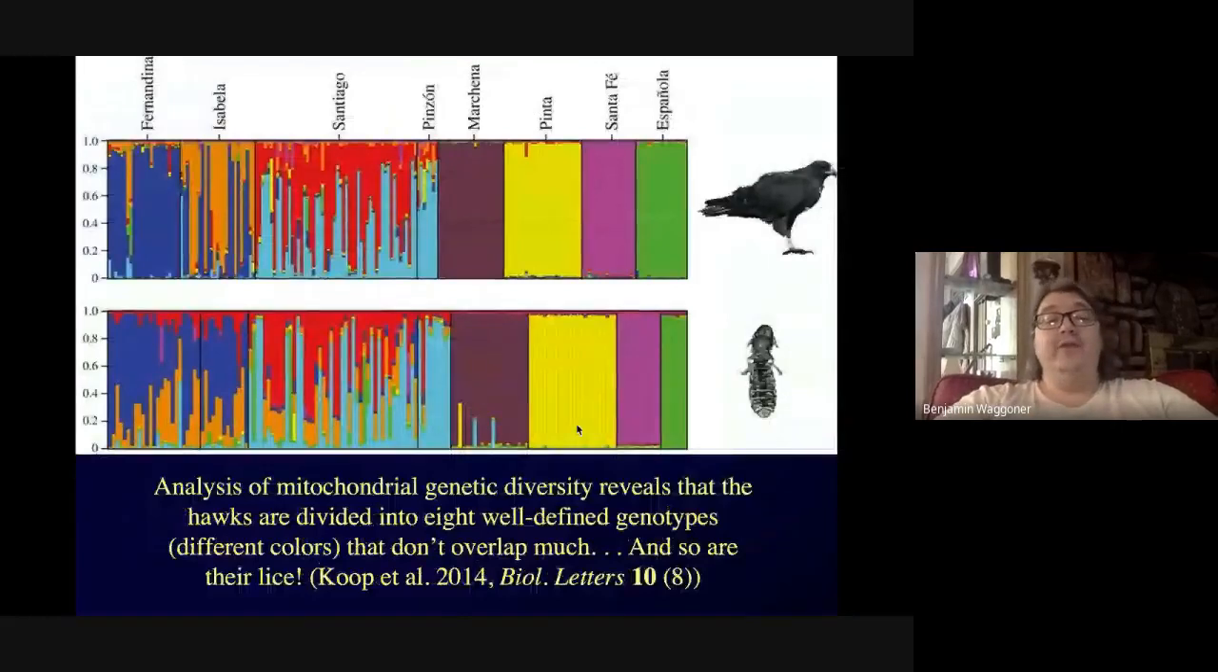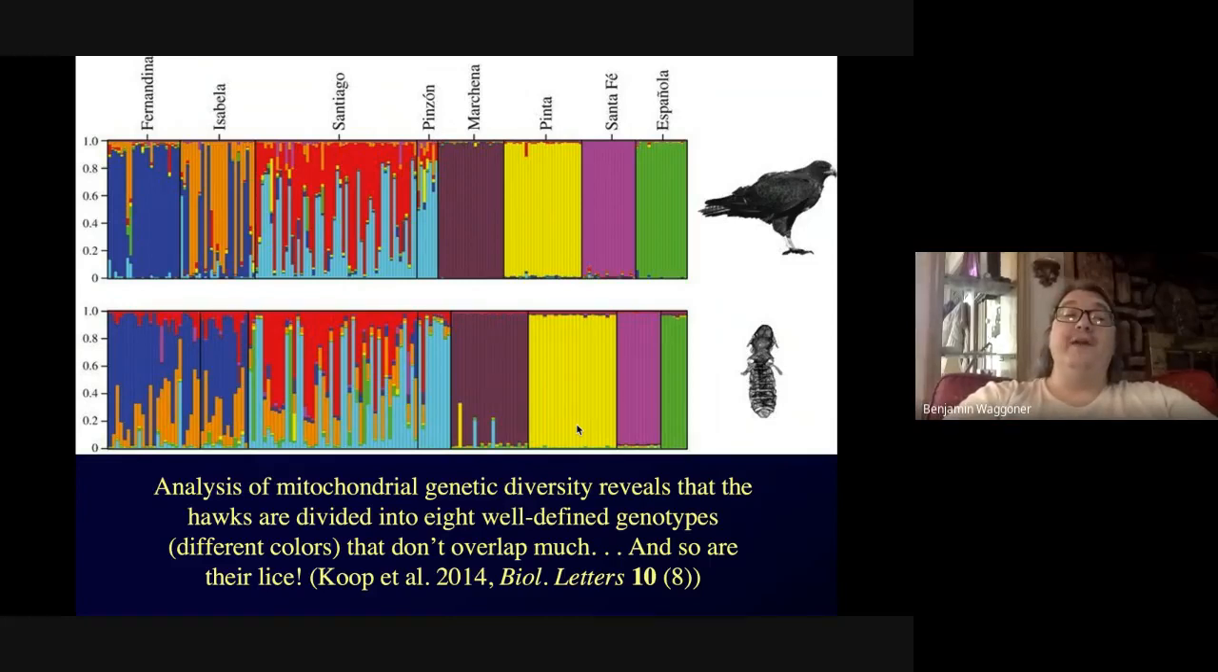And in a study in 2014, they took hawks and they took their lice and sampled mitochondrial DNA. Now, what you can do with mitochondrial DNA is assign your sequence diversity to various clusters, and then you can assign individual hawks to DNA clusters based on what DNA alleles they've actually got. And that's what these diagrams show.